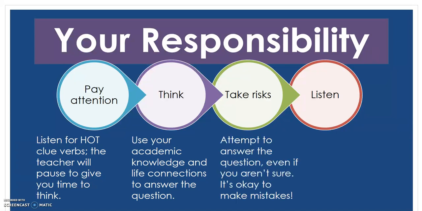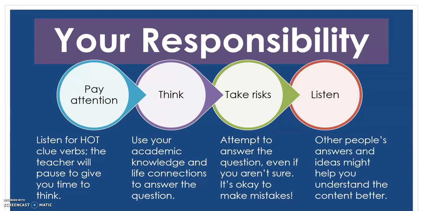Next, you need to take risks. If you access your lower order thinking skills and you're not quite sure if you're right, try. It's okay to be wrong because you're trying. Your teachers would rather you try and be wrong than have you sit there and do nothing. Attempt, take risks, make mistakes. But as long as you're thinking and paying attention, your teachers will appreciate your effort.